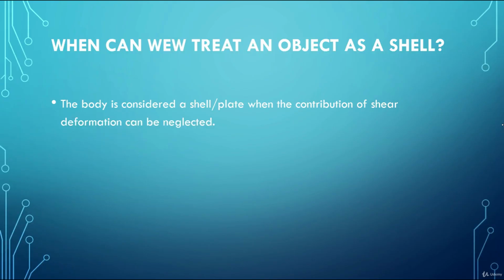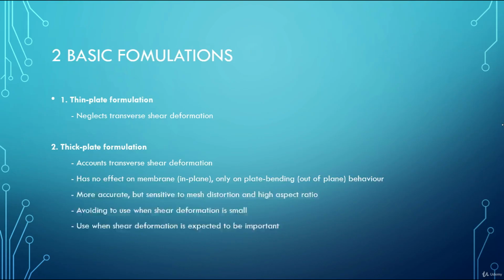A body in general can be considered as a shell when the shear deformation is not significant. So when we create a study of the shell body, we have two basic formulations. We can go with thin plate formulation and we can go with thick plate formulation. When we use thin plate formulation, the shear deformation is neglected, and thick plate formulation takes account of shear deformation.